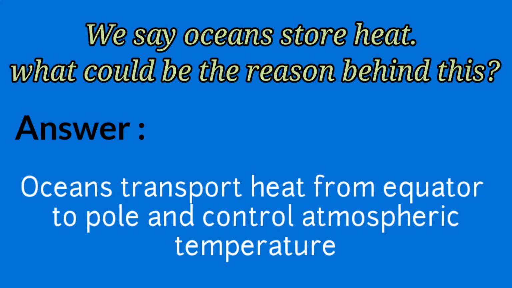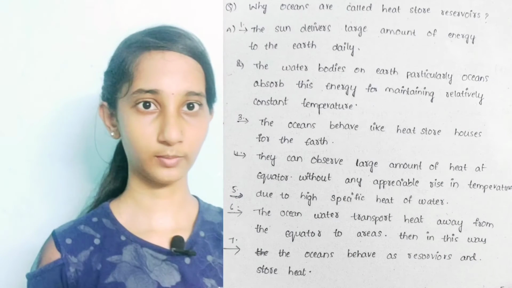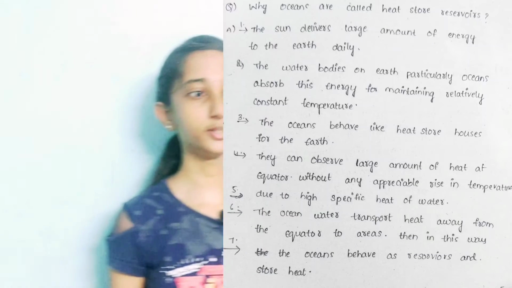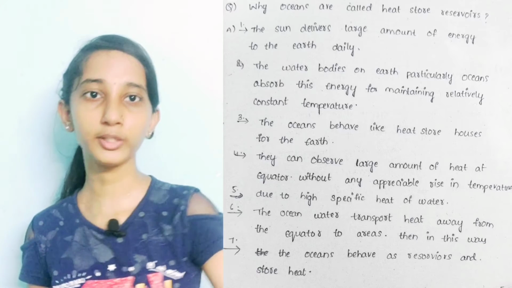These are all applications of specific heat. And let me say one last example. We say oceans store heat. Ocean water transports heat from the equator to the poles. Hence, ocean water controls atmospheric temperature. This is why we say oceans are heat store reservoirs. There were many explanations like this, very big explanations. There's no need of learning all these big explanations. Strictly one point: oceans transport heat from the equator to the poles. That heat comes from the equator.